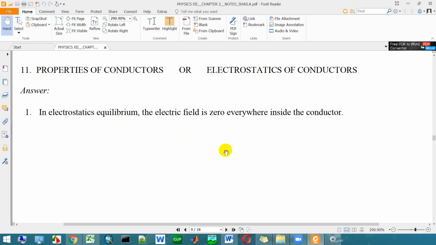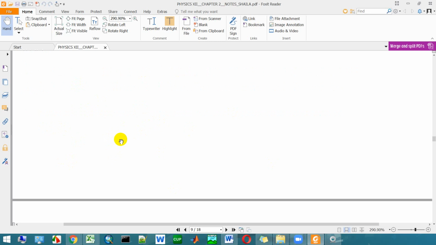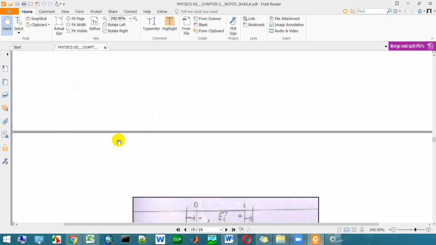Capacitors use static charges, and static charges are what we learn in electrostatics. That is why we are introducing conductors and capacitors now. I'm going to introduce conductors and capacitors immediately after the 10th question.